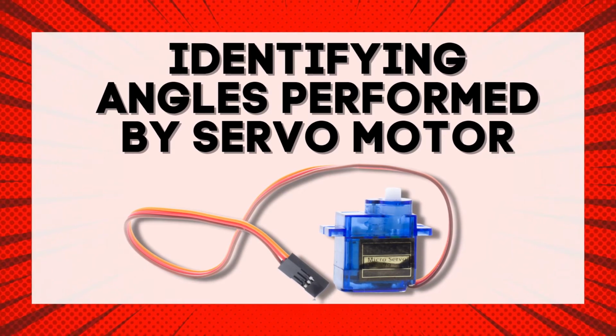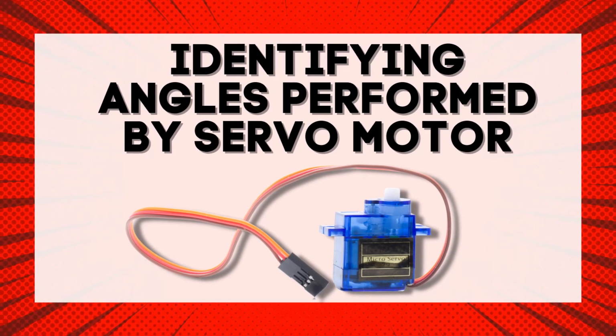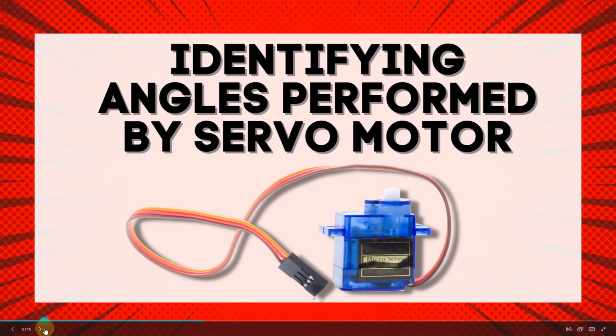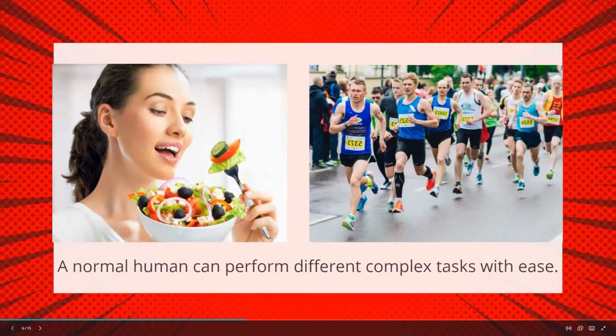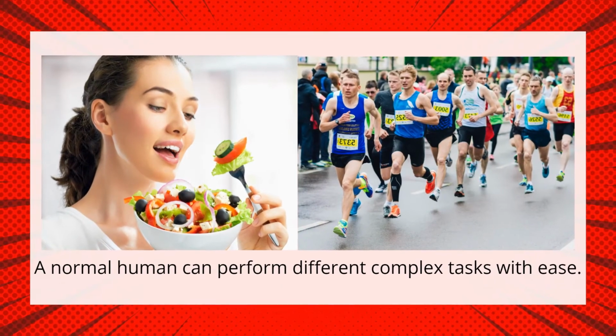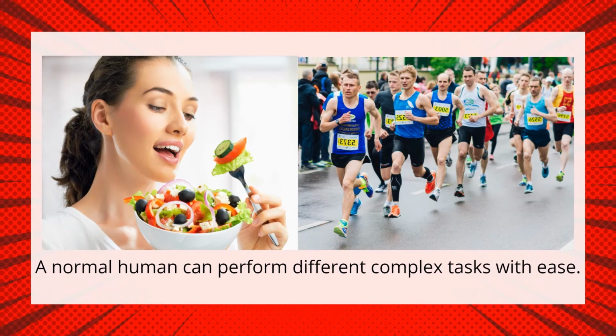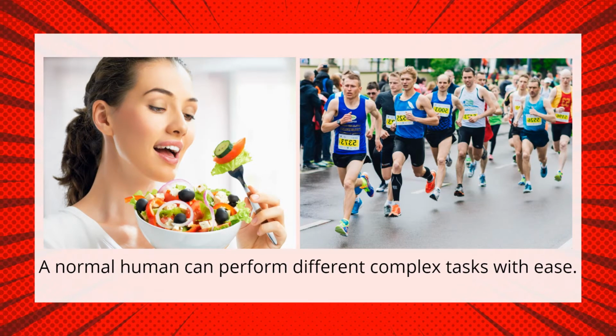A normal human can perform different complex tasks with ease. So, let's have first our example as we go further with our discussion. For example, a normal human can perform different complex tasks with ease. We can accurately put food into our mouths for us to eat, and we can also walk or run without our brains telling our feet and legs to move in an exact position. We just happen to walk or eat without thinking about how we are going to perform this task.